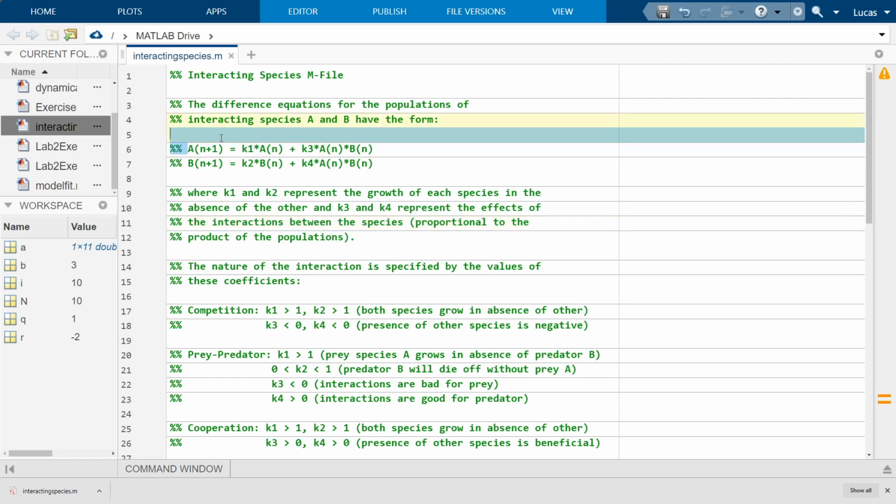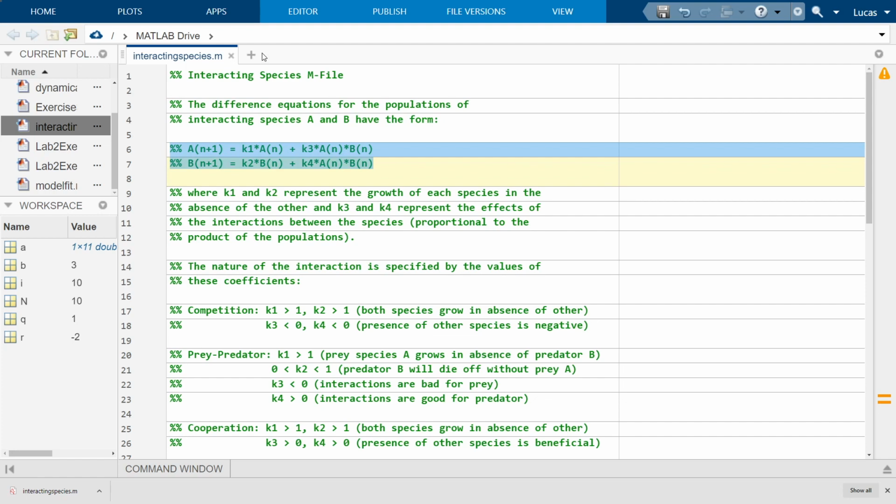So this interacting species is relevant to my own personal research. Before coronavirus, I started researching SIR models, the models of disease spread. In an SIR model, it's S for susceptible and I for infected, where K1 would be birth rate, K3 would be the probability of infection on contact between people, and this term would actually be negative because you would have people leaving the S group.